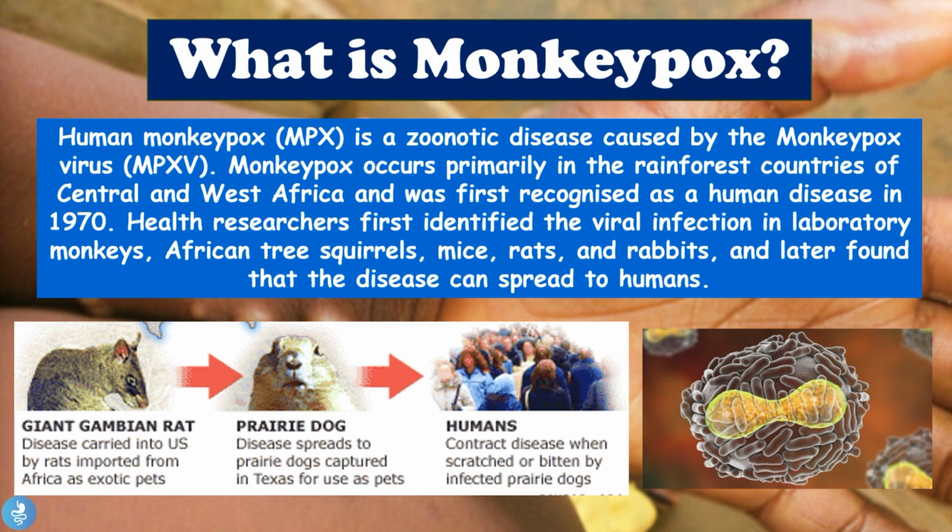So what is monkeypox? Human monkeypox is a zoonotic disease which is caused by the monkeypox virus. Monkeypox occurs primarily in the rainforest countries of Central and West Africa, and was first recognized as a human disease in 1970. Health researchers first identified the viral infection in laboratory monkeys, African tree squirrels, mice, rats, and rabbits, and later found that the disease could also be spread to humans.